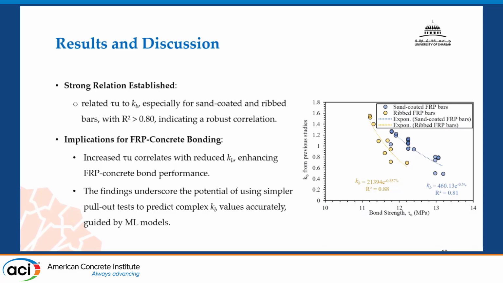And it's showing that she had a very strong relationship of tau sub u to K sub B, especially when you have sand-coated bars, and the R-square value now is 0.8. And you can see in the plot in here, it has K sub B from previous studies. This would be interesting information to look at a little bit more in depth. And then you have the bond strength on the horizontal axis and how she's plotting sand-coated FRP bar behavior, ribbed FRP bars behavior, and how she's linking that with the predictions that she has from her models.